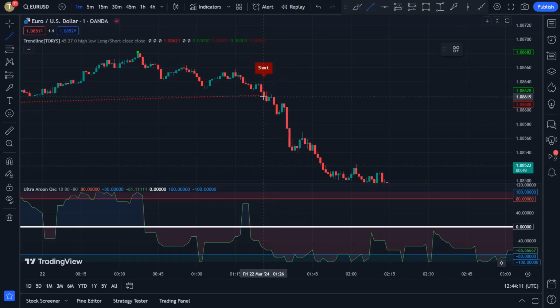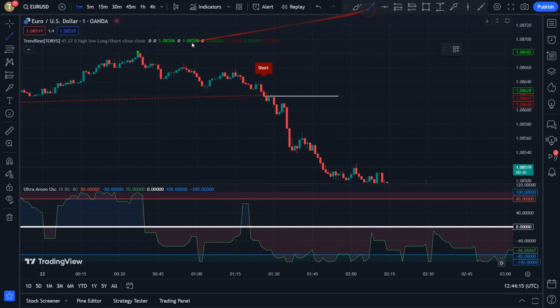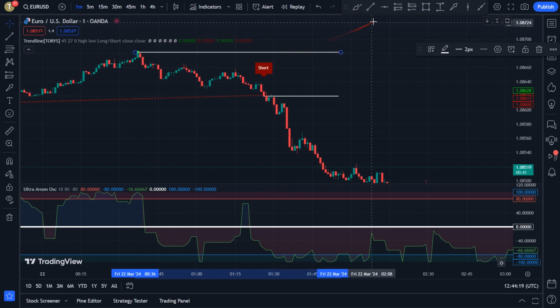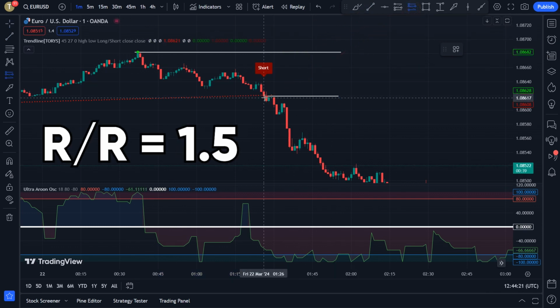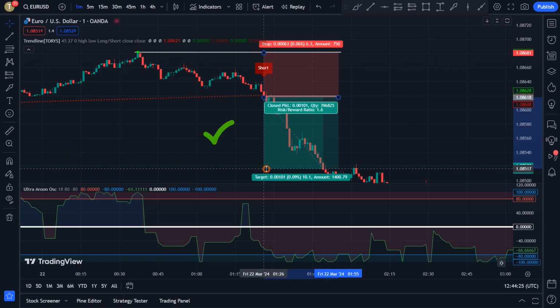If all conditions are met, you can place a sell order here and set our stop loss slightly above the last swing high. And for take profit, consider a risk to reward ratio of 1 to 1.5. Wait for the trade to close with profit.